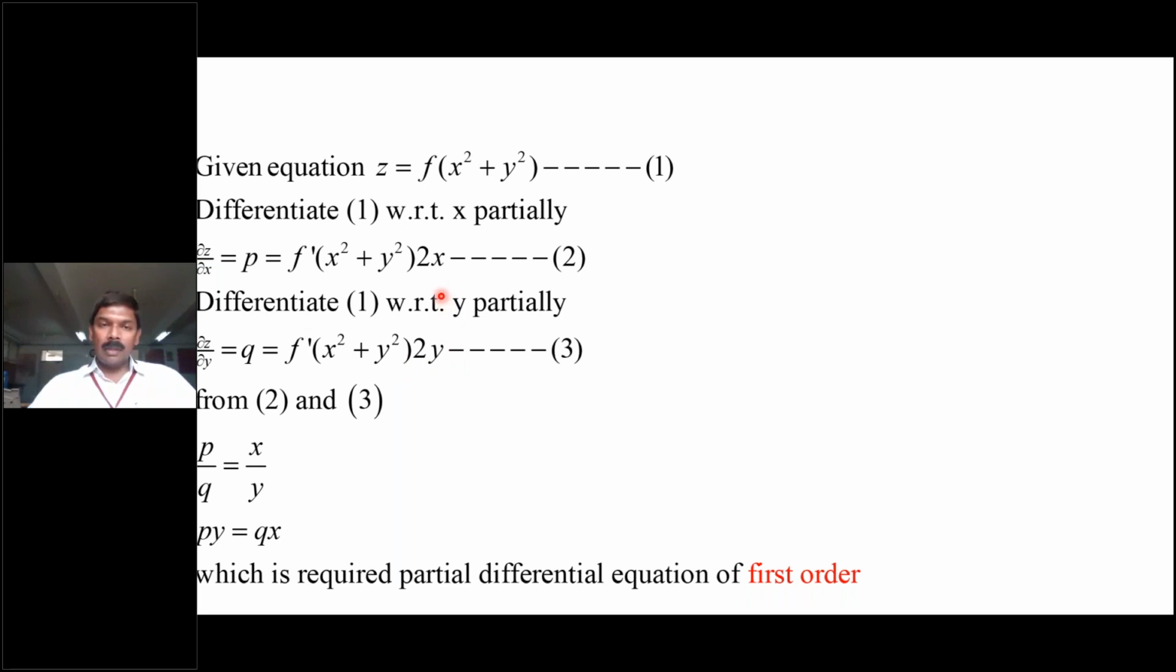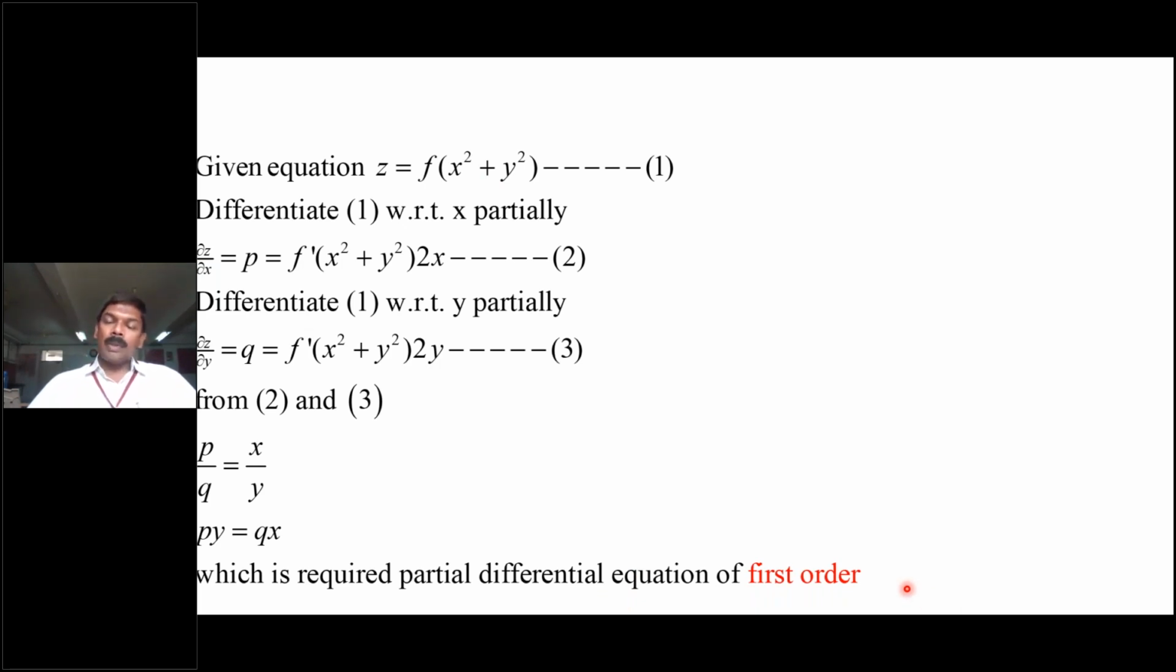Now if you closely see equations 2 and 3, there is a possibility to eliminate the function. How we can eliminate is, we can divide equation 2 with equation 3. When I divide 2 with 3, on the left side we get p by q, and on the right side, after cancellation of f dash and 2, we remain with x by y. So after rearrangement, this is the equation we get, py equal to qx, which is the required partial differential equation of first order. Now what you have to notice is that in this elimination of functions, by eliminating one function, we get a partial differential equation of first order.